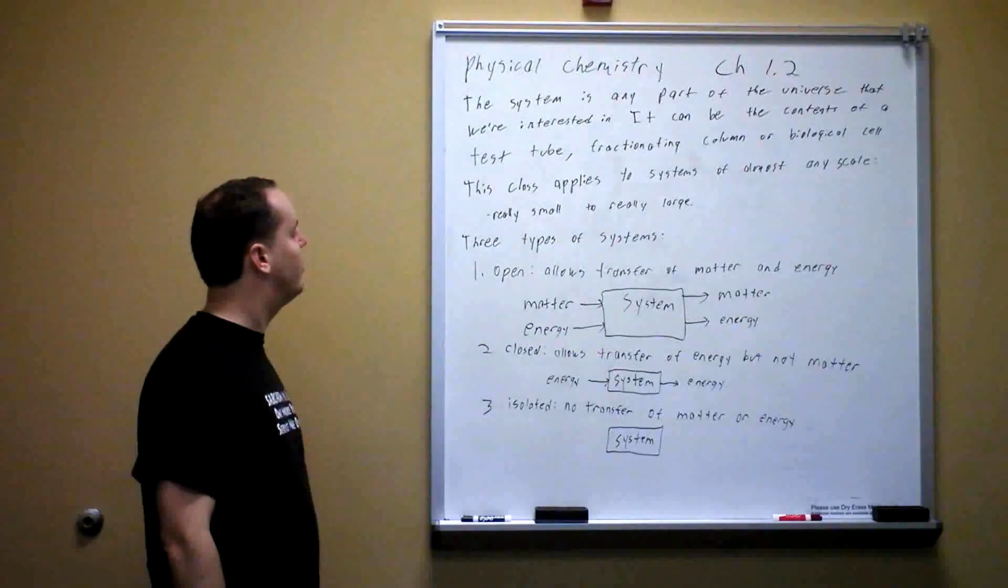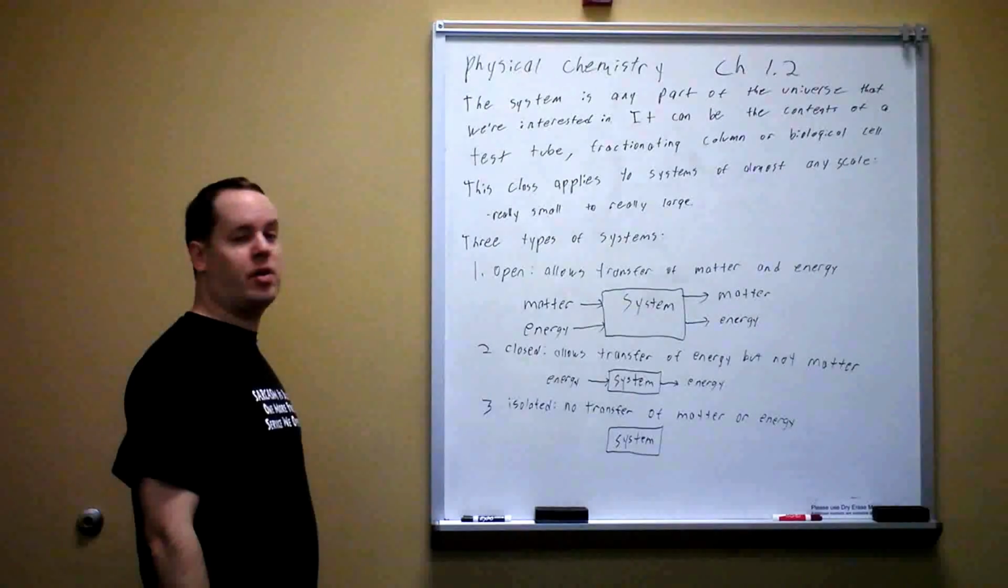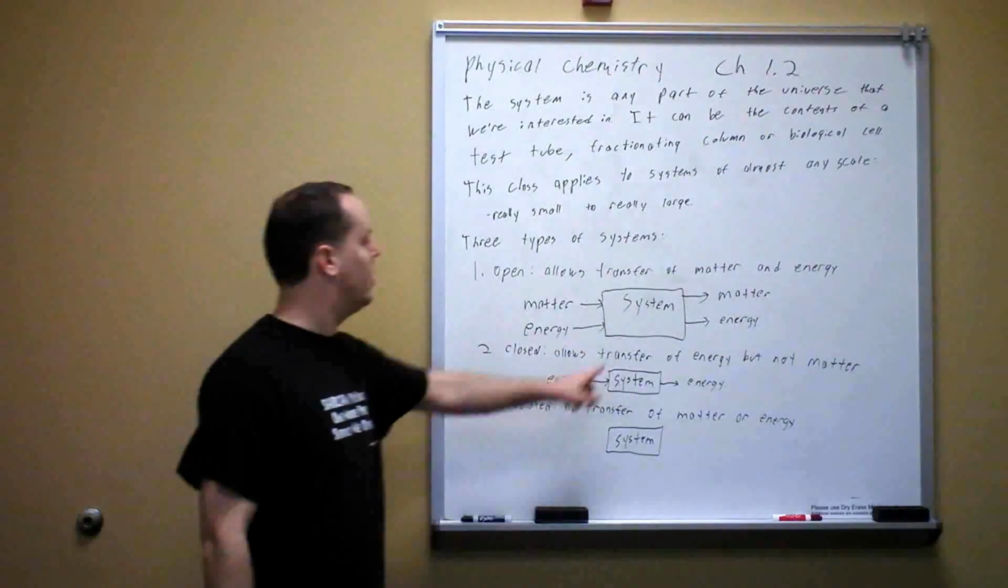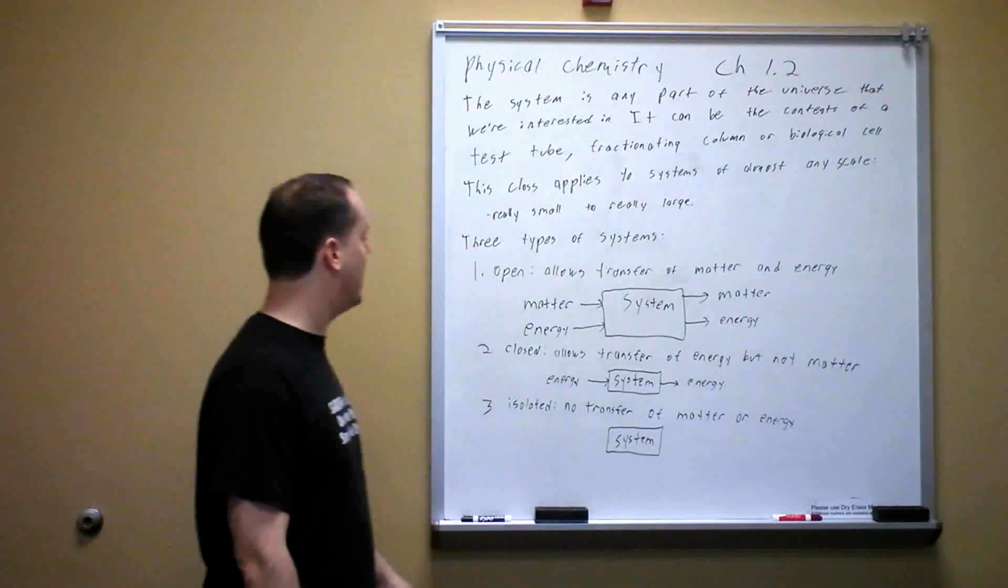There are 3 types of systems. One is an open system. An open system allows a transfer of matter and energy between the system and the surroundings. As you can see here, we have our system. It can allow matter and energy in. Matter and energy can also get out.